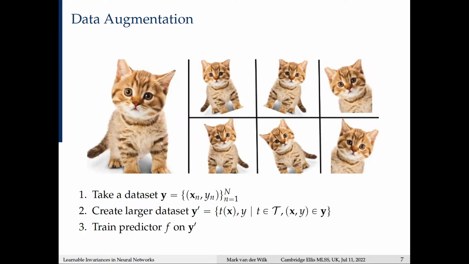So how does data augmentation incorporate this inductive bias into a machine learning model? Well, it does so by essentially creating a larger data set with just the transformations applied on the training set. And then we just train our predictor on the larger data set.